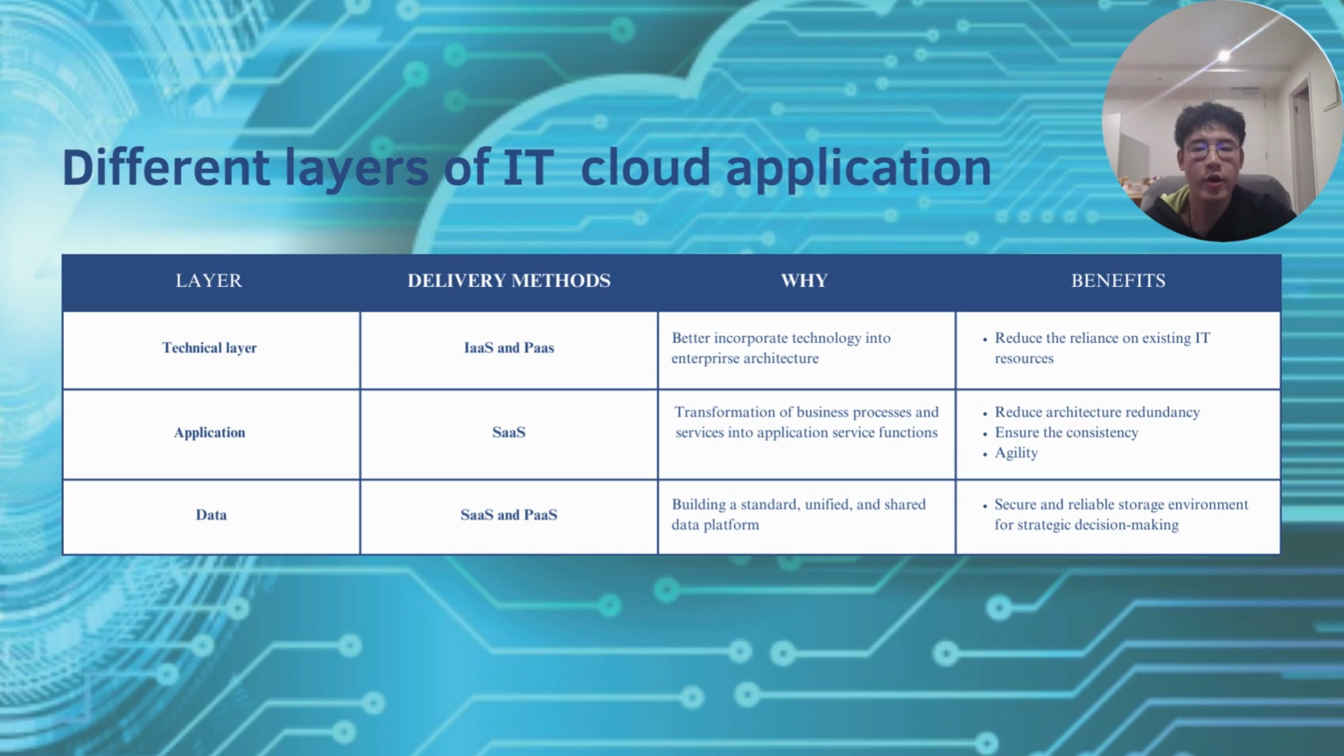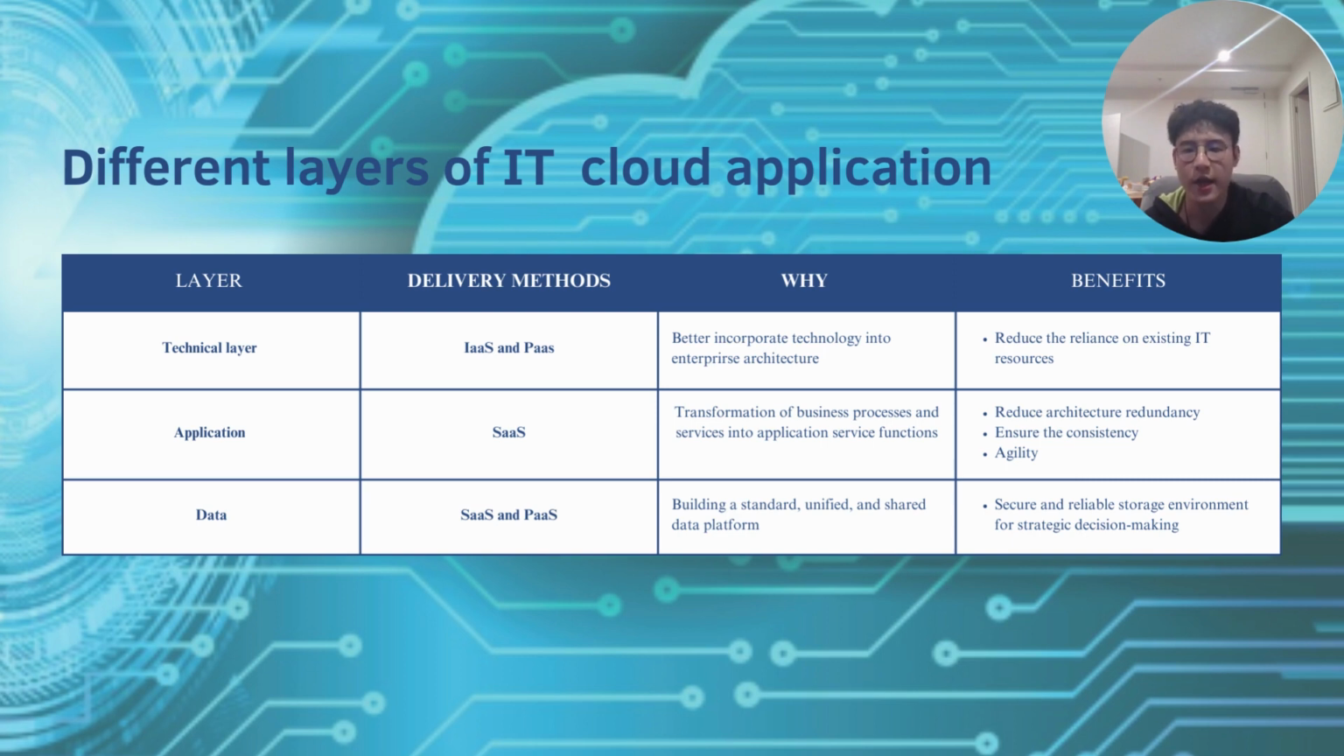Starting with the technical layer, infrastructure as a service and platform as a service are suitable for integrating technology into enterprise architecture. By leveraging these services, traditional manufacturing enterprises can reduce their reliance on existing IT resources and achieve better technological integration. Moving on to the application layer, software as a service plays an important role in daily operations. It can transform business processes and artifacts into application services, offering benefits such as reducing architecture redundancy, ensuring consistency, and providing agility. These advantages are vital for efficient and effective operations within the enterprise.